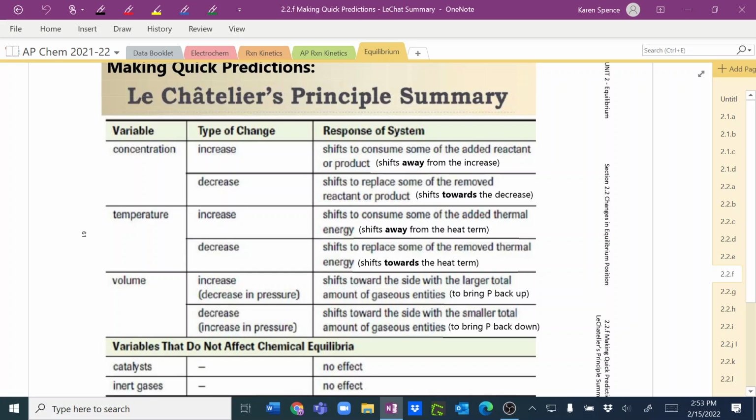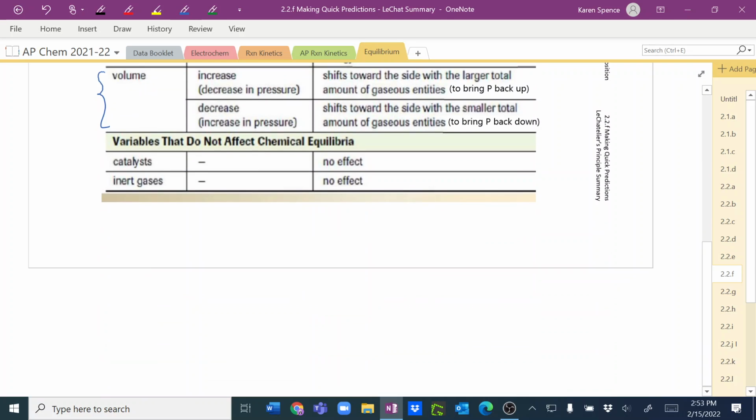And then the only one that's sort of the odd one out is volume. If you expand the volume, you will shift to the side with more gas molecules. More molecules fill up the space. If you squish it, you will shift to the side with fewer gas molecules because there's not enough space, okay? So those are just quickly predicting things.